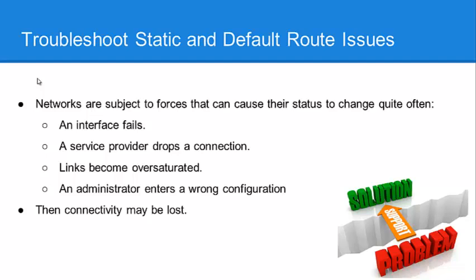It is also important to talk about the issues in troubleshooting static and floating routes. Networks are subject to processes that can cause their status to change quite often. An interface could fail, a service provider may drop a connection, the links could become oversaturated, or an administrator could enter a wrong configuration. If any of this happens, then the connectivity may be lost.